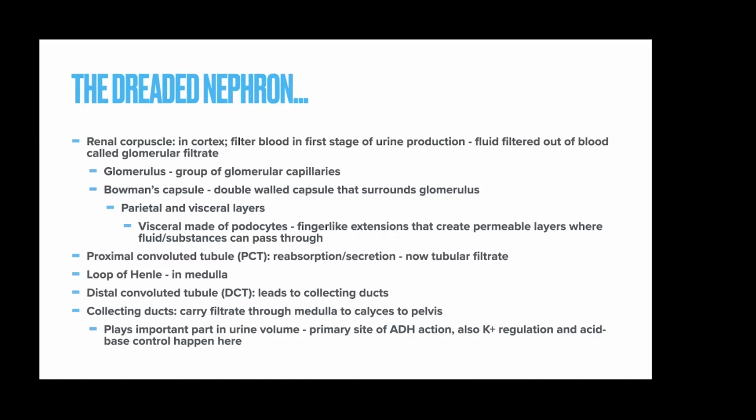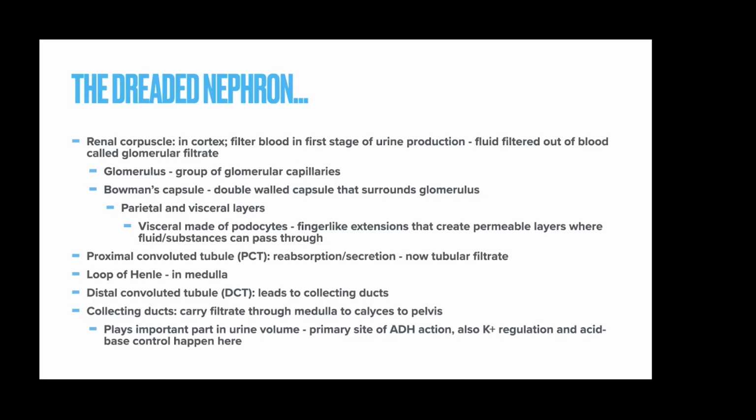So first we're going to start off with the renal corpuscle. It's located in the cortex of the kidney, and this filters blood in the first stage of urine production. The fluid that's filtered out of the blood is called the glomerular filtrate. Within the corpuscle, we have the glomerulus, which is a group of glomerular capillaries. Bowman's capsule is a double-walled capsule that surrounds the glomerulus, which has two different types of layers.